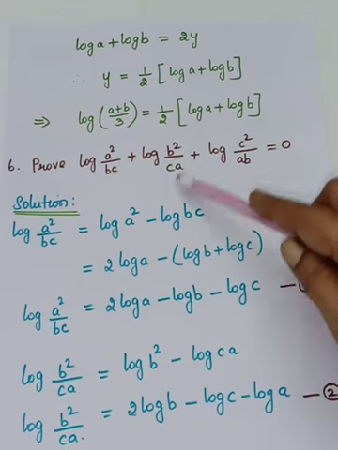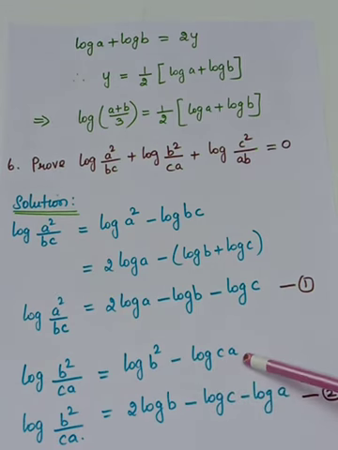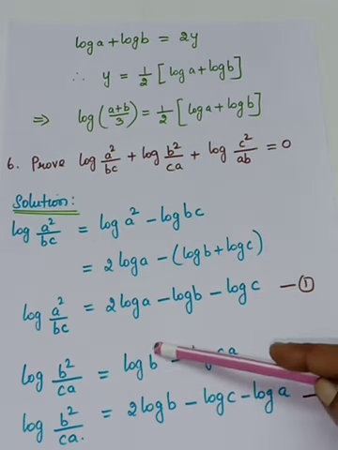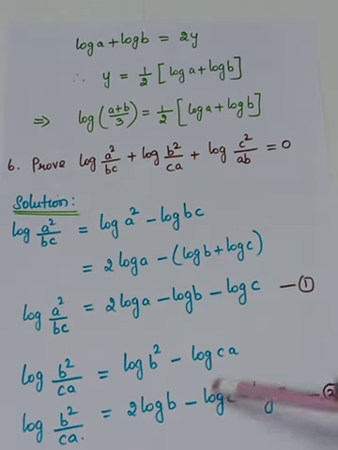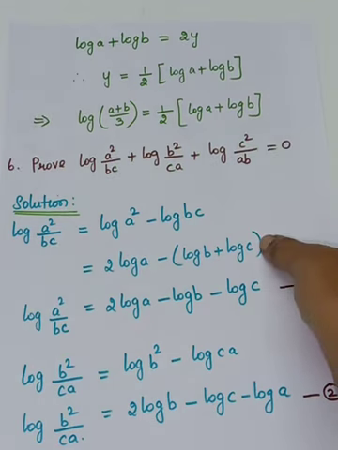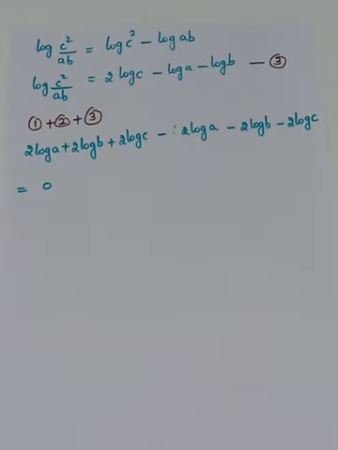The same way, take the second term, use the quotient rule, log b squared minus log ca. So the power rule applied, this 2 will come to the front. Here you have to apply the product rule and apply the minus, so you will get the second term. In the same way, you can evaluate the third term. So it is 2 log c minus log a minus log b.